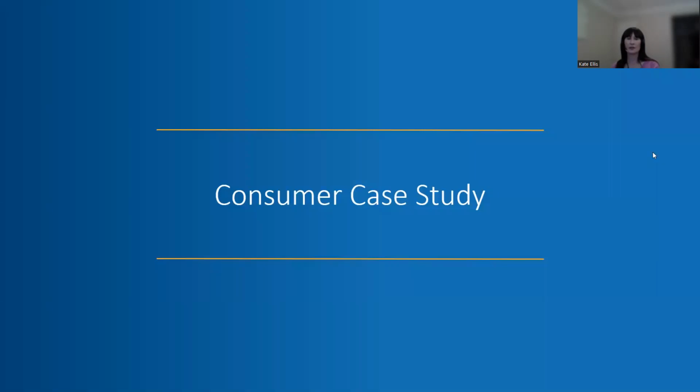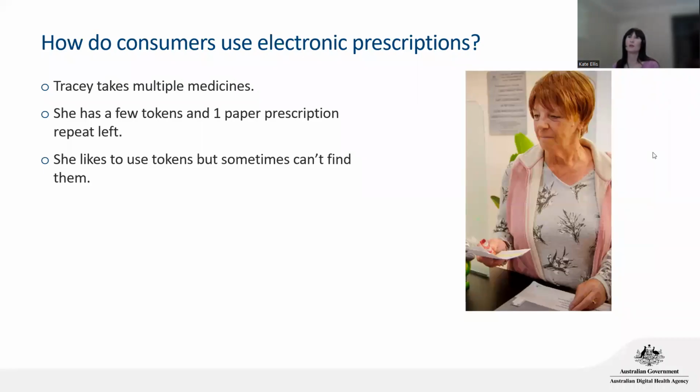So to quickly go through a case study of what this actually looks like in real life: how will this work if you're using a prescription, perhaps you're traveling, how does that work across the country? We've got our patient here, Tracy. Tracy takes multiple medicines. She has a few electronic prescription tokens, and she still has one paper prescription left.